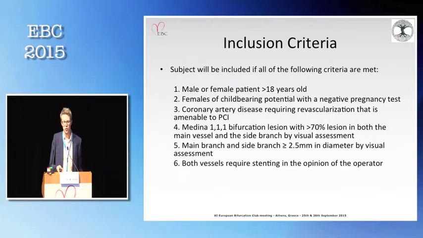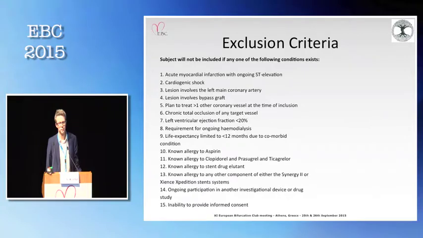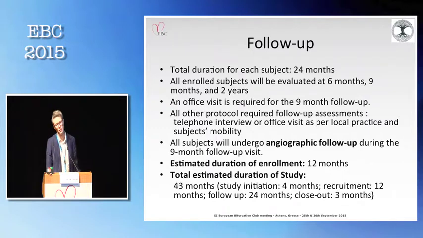So the inclusion criteria, just to go back to the CELTIC study, the usual patients. ST elevation myocardial infarction is an exclusion. True large side branches, true 1-1-1 Medina classification. These are the exclusions, the typical exclusion criteria. And then the follow-up, so a little bit different than EBC 2. It's powered for non-inferiority, and there's an angiographic endpoint. The enrollment duration hopefully will be 12 months. Patients will be followed out to 24 months.